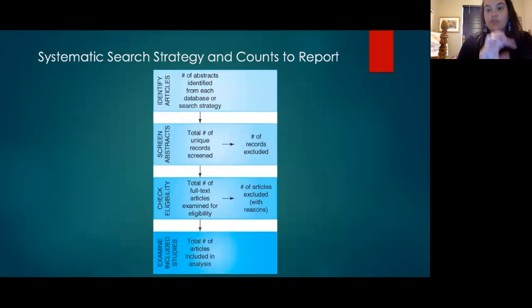Every systematic review that you read should have this type of table, because you have to report certain counts when you do this. So how many abstracts did you identify? The total number of unique records that you screened. So how many abstracts did you screen? And then what did you include or exclude and why? Then you have the total number of full text articles examined. And then what did you exclude and why, and the total number of articles included in your final analysis.